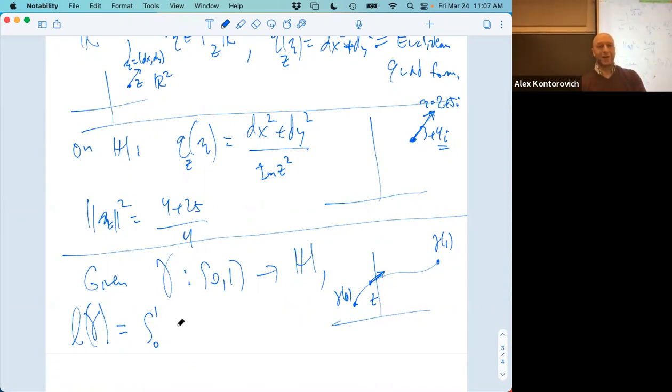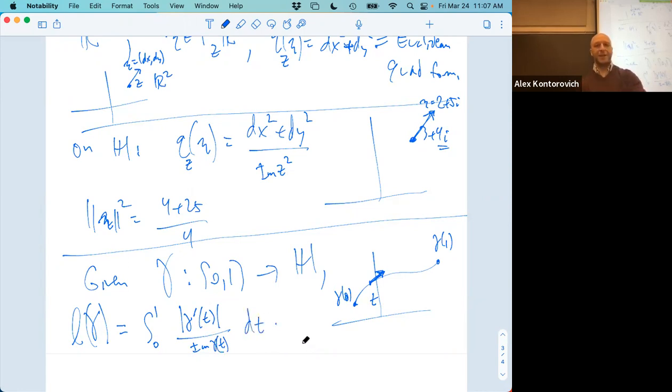So it's the integral of what? It's gamma prime of t. That's a complex number. The absolute value of that is the length of this vector. But that's not the length of that vector in the tangent space at z. I have to divide by the imaginary part of gamma of t, and I integrate that dt.